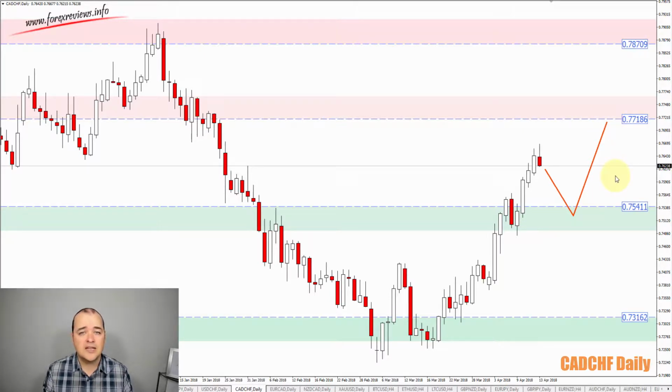So overall on CAD Swiss, holding that if price action tests the 75.41 zone area, so it's an if-then process, this is an area on this market where I'm looking for bullish evidence and a potential move to the upside from this important area.